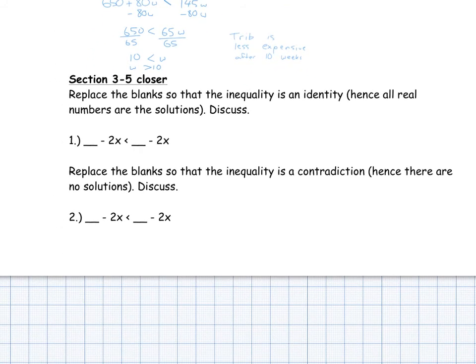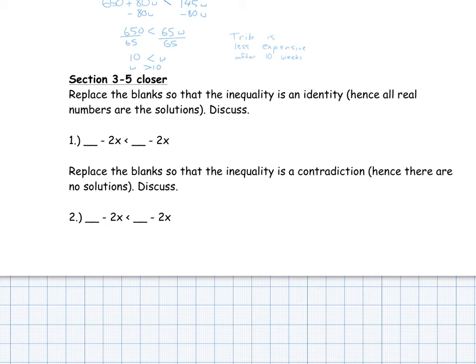Okay, quick closer and then we're out. Replace the blank so the inequality is an identity. In other words, all real numbers are solutions. That's like number 5, okay? And then number 2, replace the blank so the inequality is a contradiction. So there are no solutions. So think about this, and then pause the video, and then hit resume when you're ready.